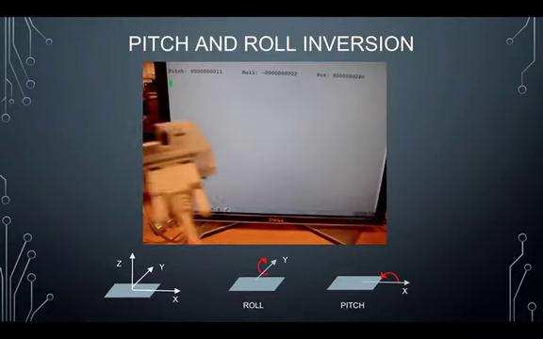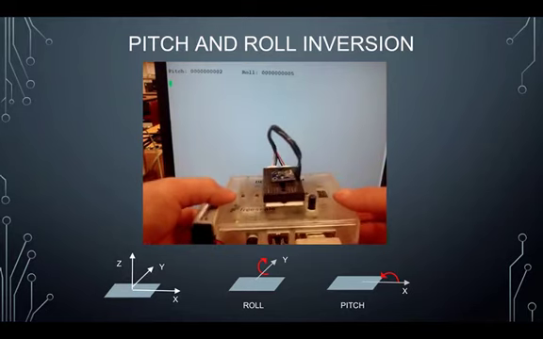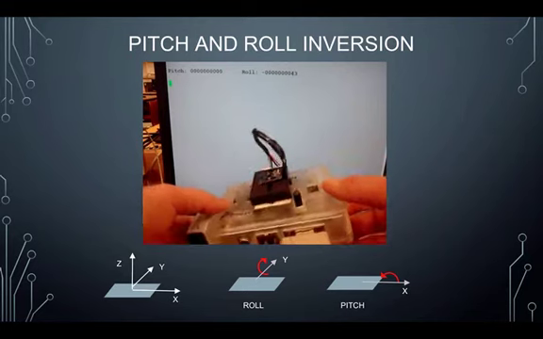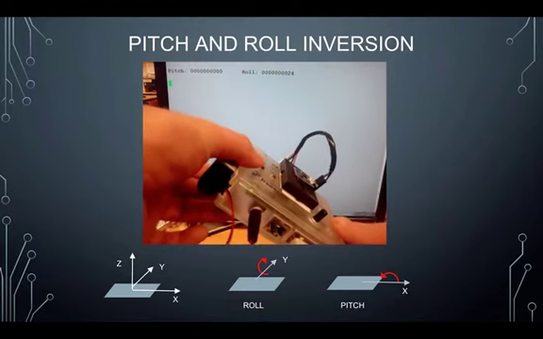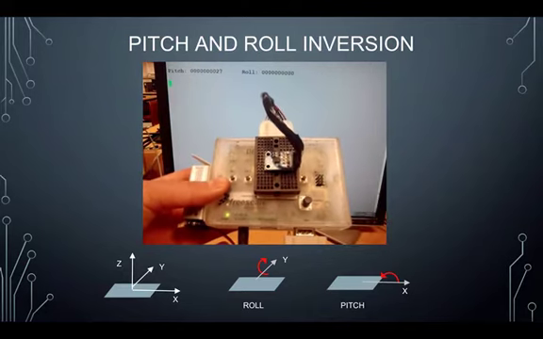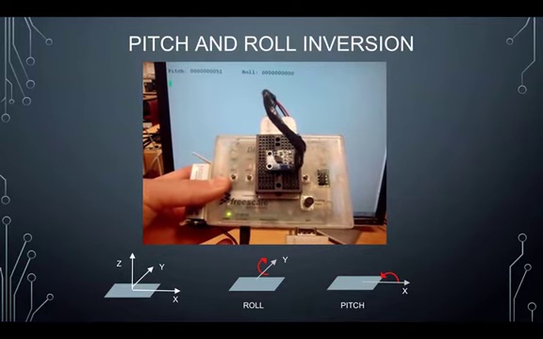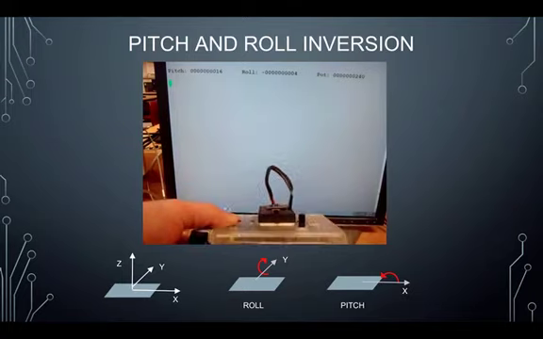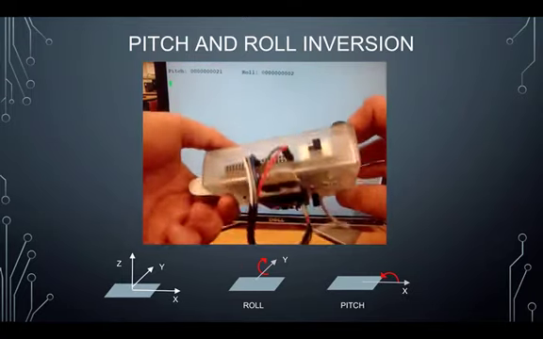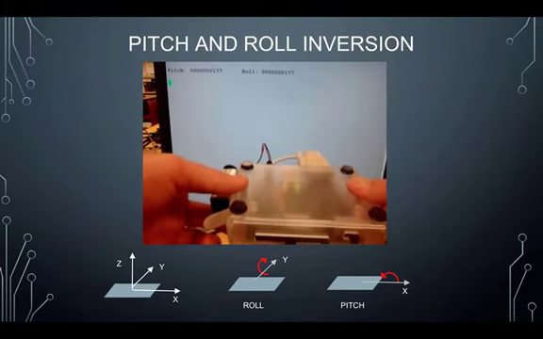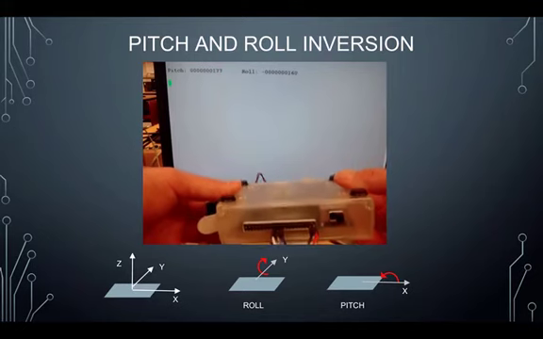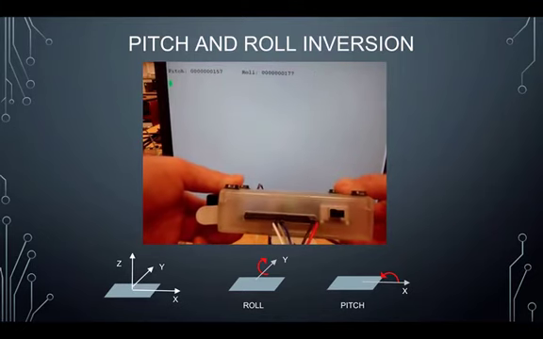As seen in the video on this slide, the pitch and roll angles of the system are reported and displayed on the output terminal. Even while the system itself is completely inverted, the angles maintain accuracy and are simply flipped by 180 degrees.